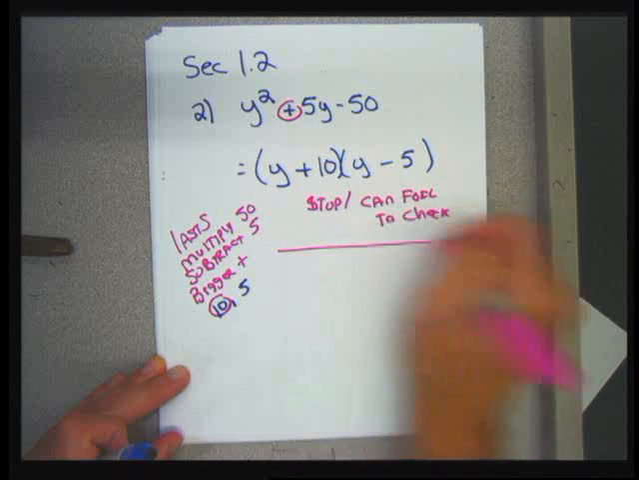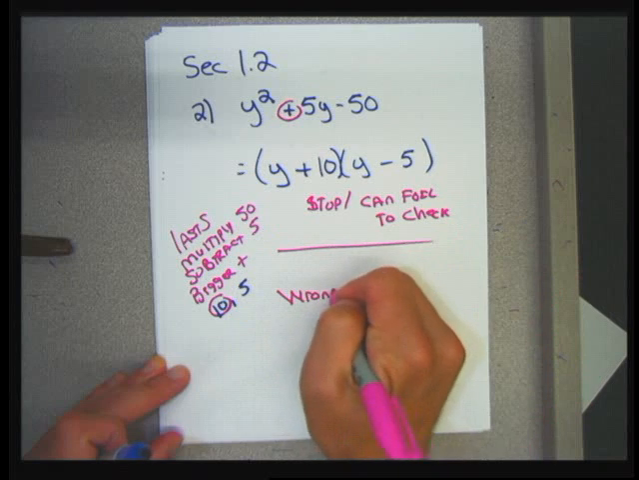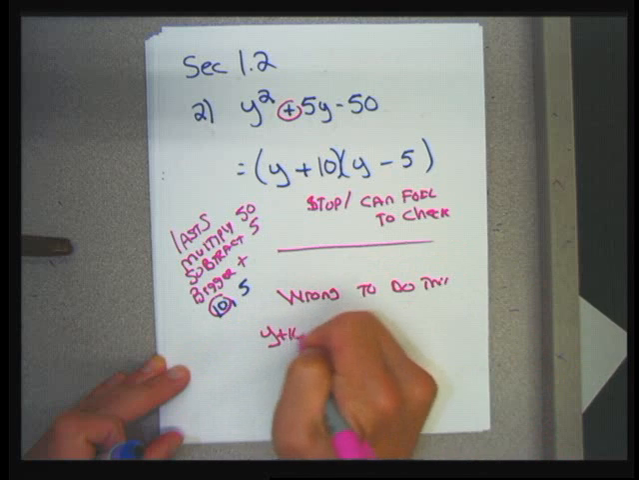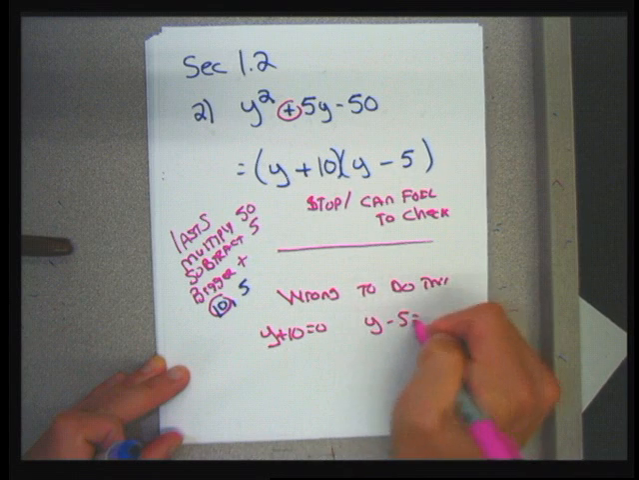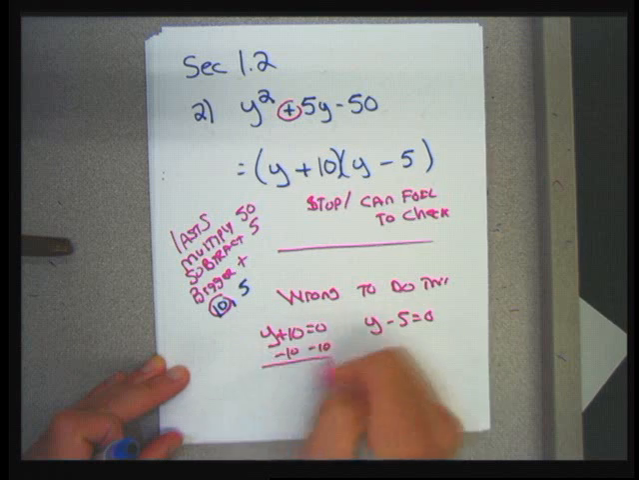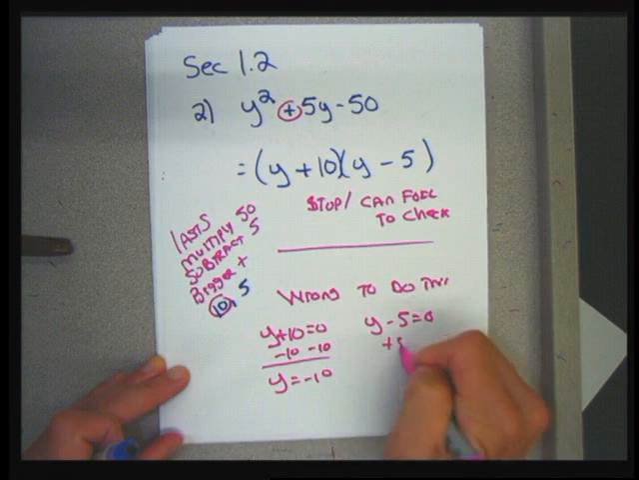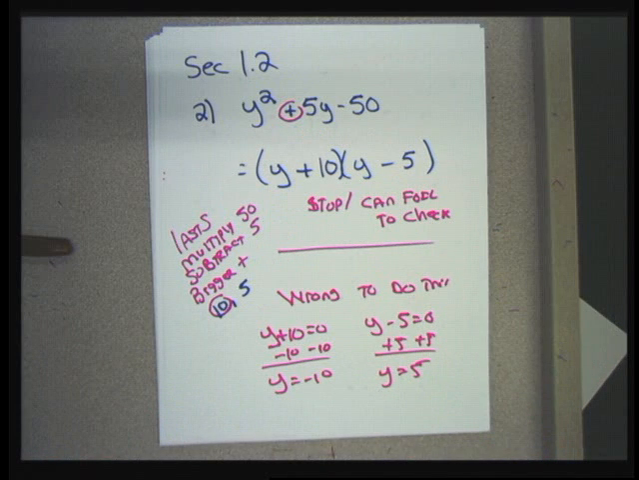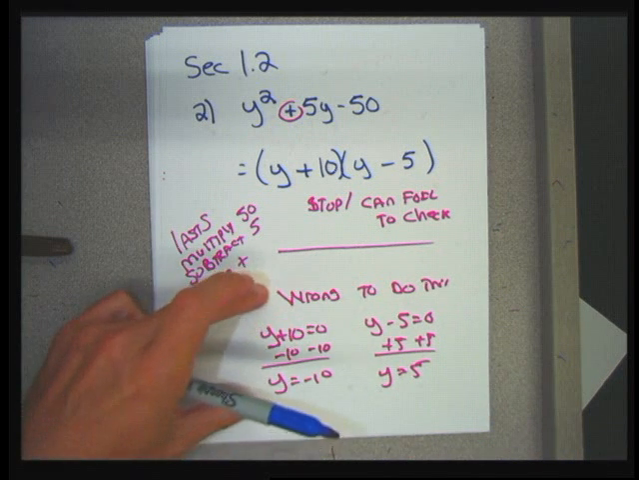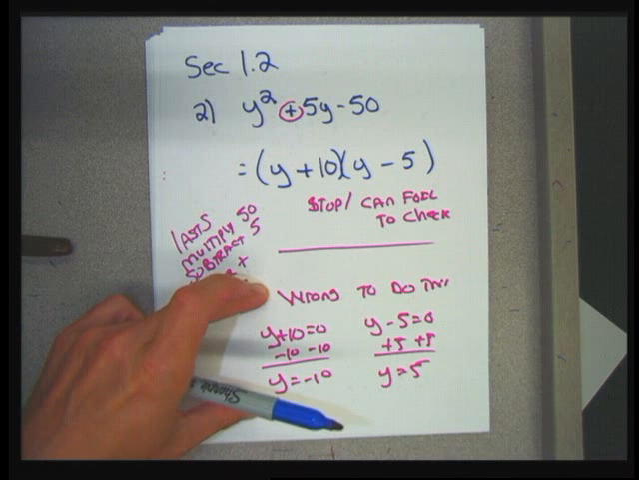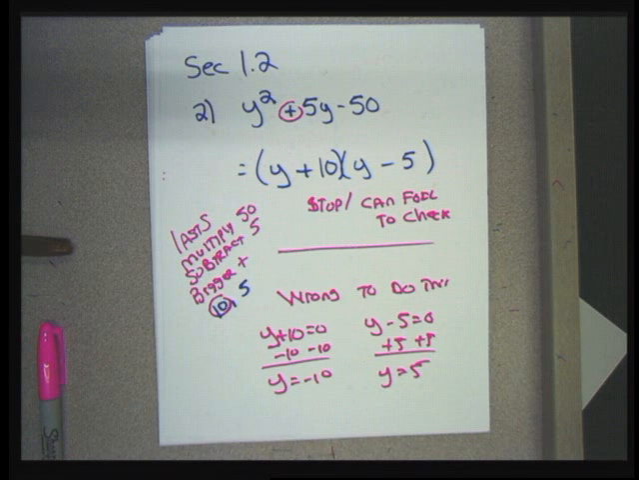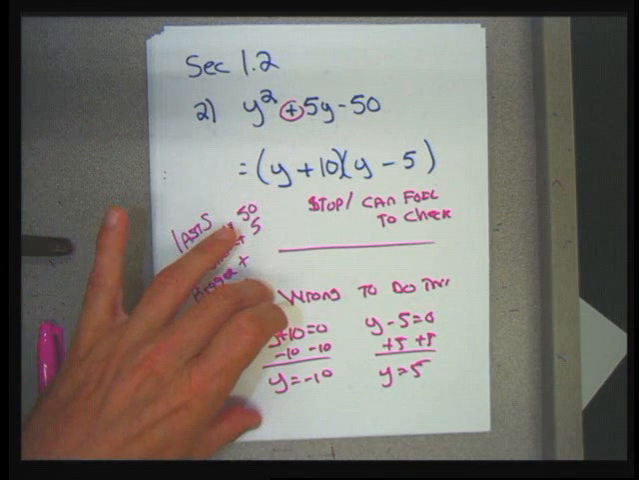That wouldn't be wrong. But it would be wrong to do this: y plus 10 equal to 0, y minus 5 equal to 0, minus 10 minus 10, y equal to minus 10, plus 5, y equal to 5. That would be horribly wrong to do. The only time you do this, if you remember this from some previous class, is when the problem has an equal sign and it's equal to 0. So because every problem in section 1.2 is missing an equal sign, it's wrong to factor it and then set the factors equal to 0.